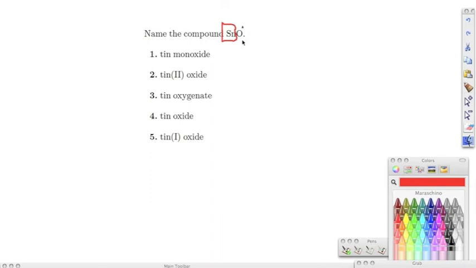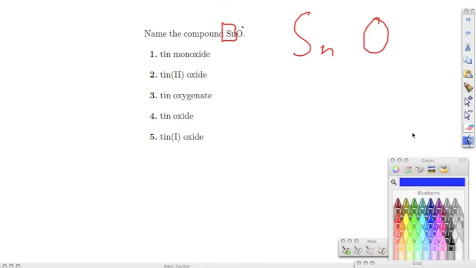So we look at Sn. Sn is to the left of the stair step, so I know that it's a metal, and this is going to be an ionic compound. Now, it's very simple when we name an ionic compound. The very first part is just going to be tin. We can start off and see that all of these choices have tin, so all of them are right so far. The next thing we have to look at is whether that metal is a D block metal, in group 3 through 12. Even though tin is not in the D block, we're going to treat it as a D block metal.